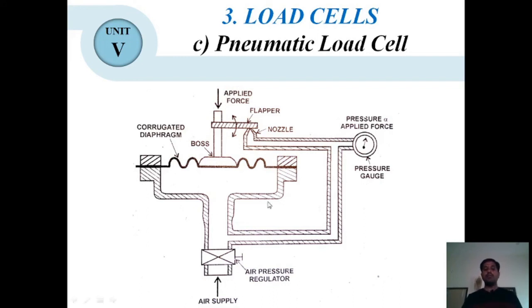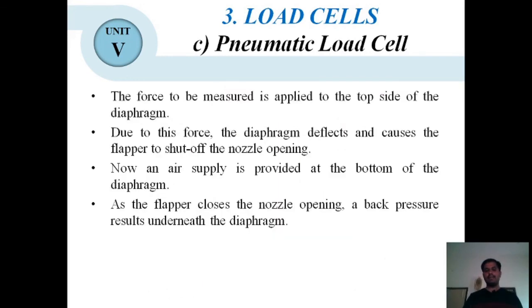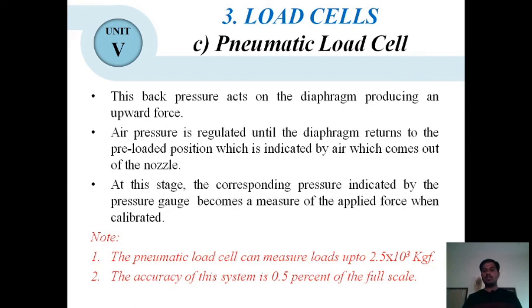The nozzle will open only when the applied force is equal to the air pressure which we are giving from the bottom of the diaphragm. At this stage, the corresponding pressure indicated by the pressure gauge becomes the measure of your applied force when calibrated, and the output pressure will be in terms of the applied force which we have found. There are also two notes. Note 1: the pneumatic load cell can measure loads up to 2.5 into 10 to the power of 3 kgf, as in your hydraulic load cell, and the accuracy of this system is 0.5% of the full scale.